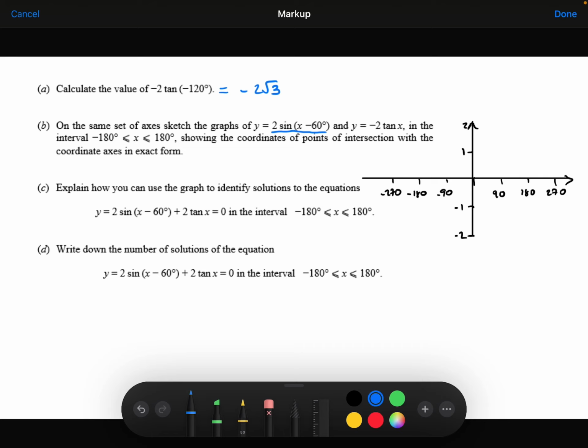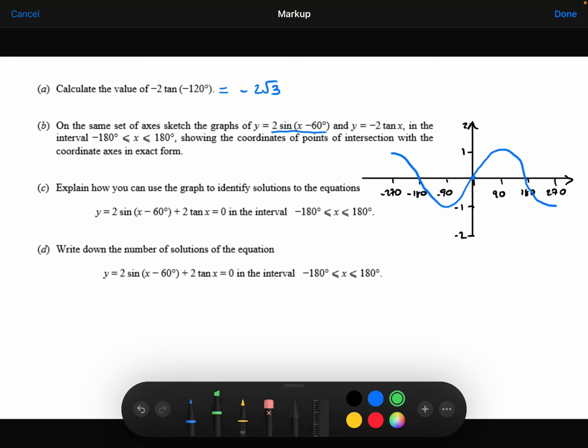I'm going to draw the basic sine graph first. Then I'm going to deal with the minus 60 part of this, and then I'll times it by the 2 afterwards. So the basic sine graph starts at 0, goes up to 1 at 90, back down to 0 at 180, and then down to minus 1 at 270, and so on. So that's the basic sine graph.